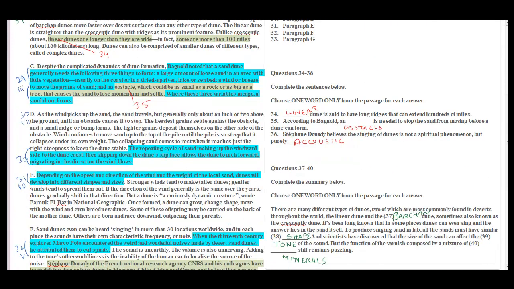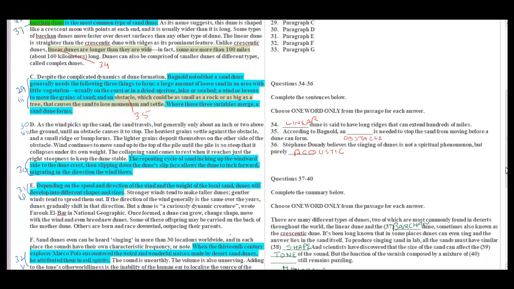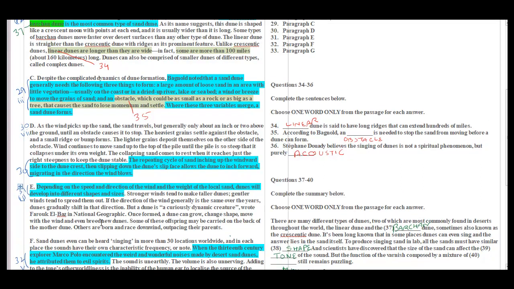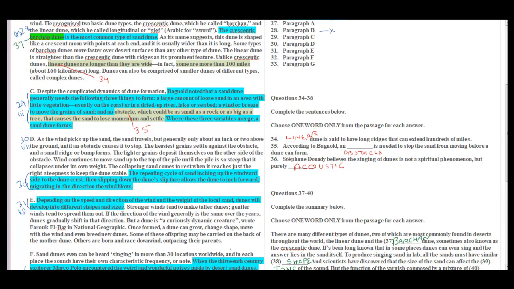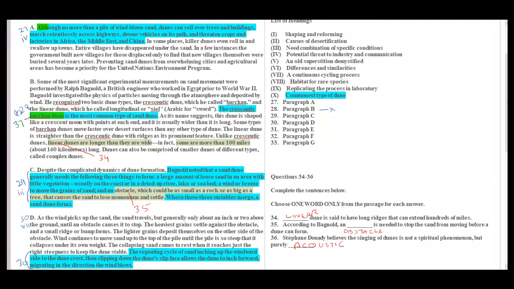Moving on to next paragraph D, that is 30th question. So in the end 2 lines there is given the repeating cycle of sand inching up the windward side of the dune crest. When slipping down the dune, slip face allows the dune to inch forward, migrating in the direction of wind blow. So यहाँ पे repeating cycle की बात चल रही है, that's a hint, and in the answer it's given over here 7th one, a continuous cycling process. So this is a continuous cycling process basically. So hint is given over there and 7th is the answer.